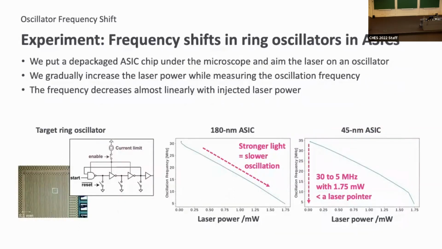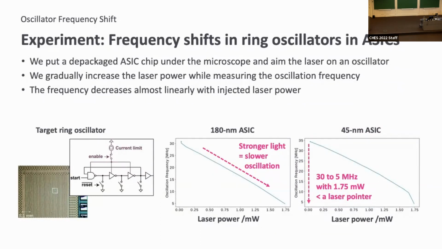The first experiment is frequency shifts in ring oscillators in custom ASIC chips. Our ASIC has a simple ring oscillator. We put a depackaged ASIC chip under the microscope and aim the laser on the oscillator. Then we gradually increase the laser power while measuring the oscillation frequency.